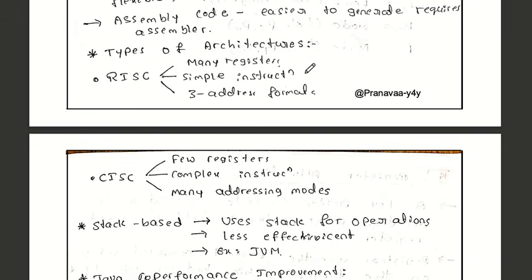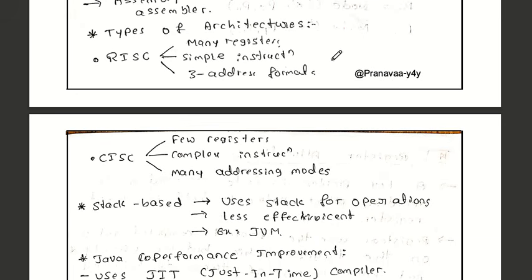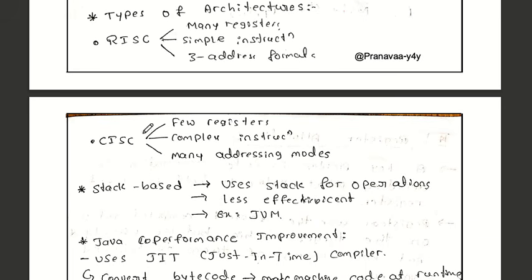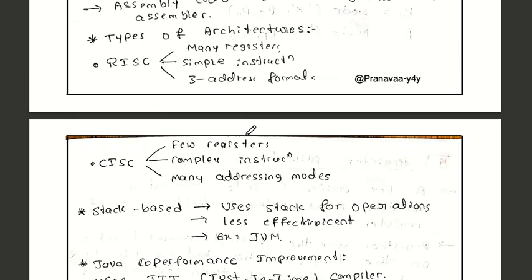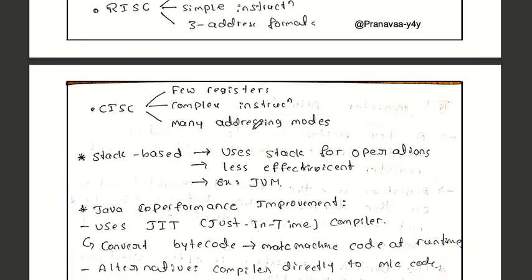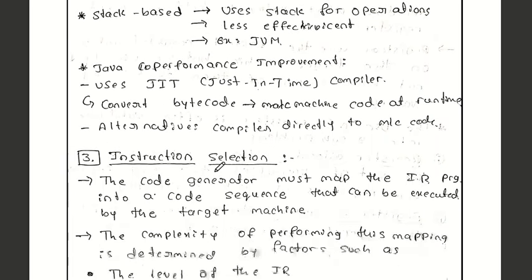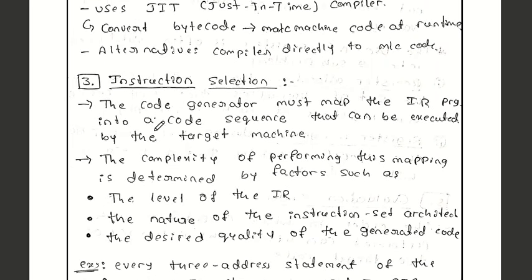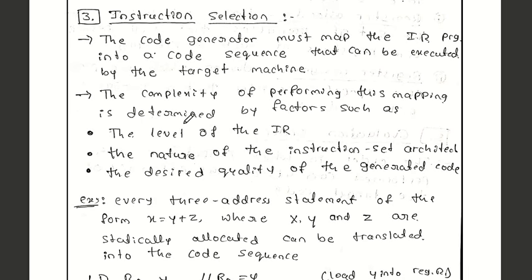Types of architecture here, RISC and CISC, two types are there: reduced instruction set computing and complex instruction set computer. Okay, just a very short note I have written to understand the concepts. So basically you need to understand the concept, that's it. If you understand this concept, you will be able to write in the exam.